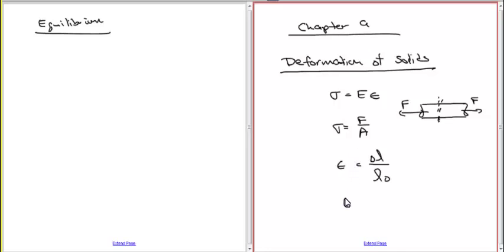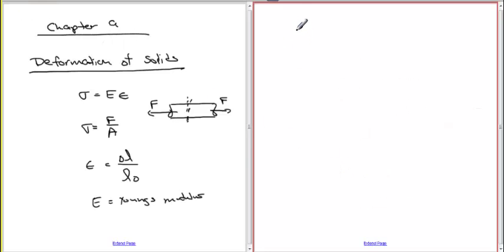And then E is called Young's modulus. That's the constant that relates the two. So just look through the examples that we did in class. Then we had pressure variation in a liquid.